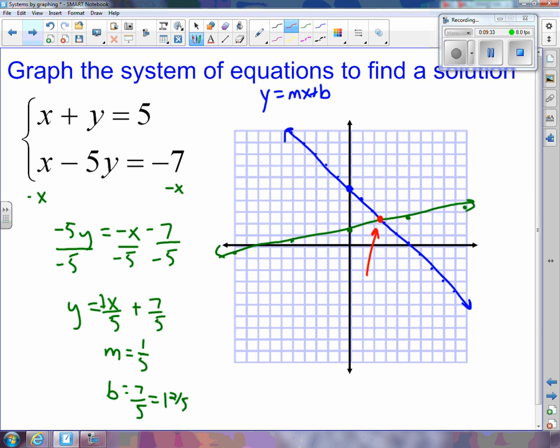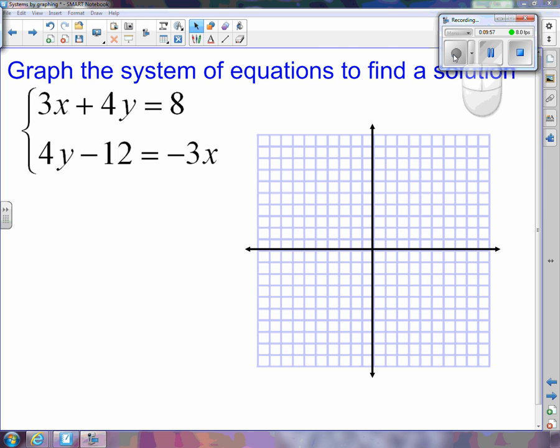This point would be the solution. It's a little bit hard to pinpoint exactly where that point is because we dealt with fractions in the problem. So that point looks like it's about 2.5. This is an approximate solution. Now let's try this example.